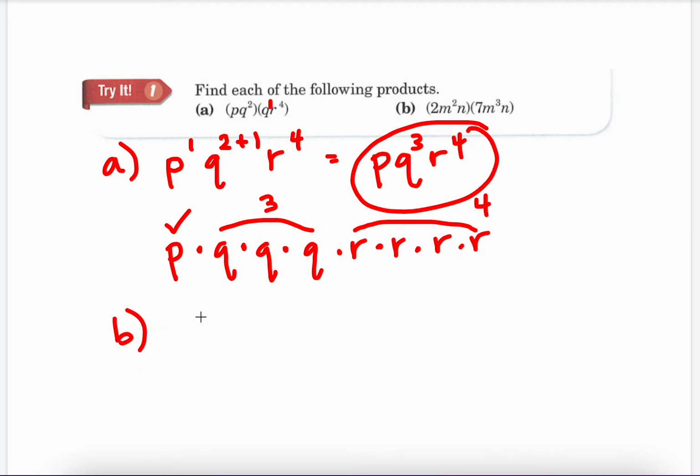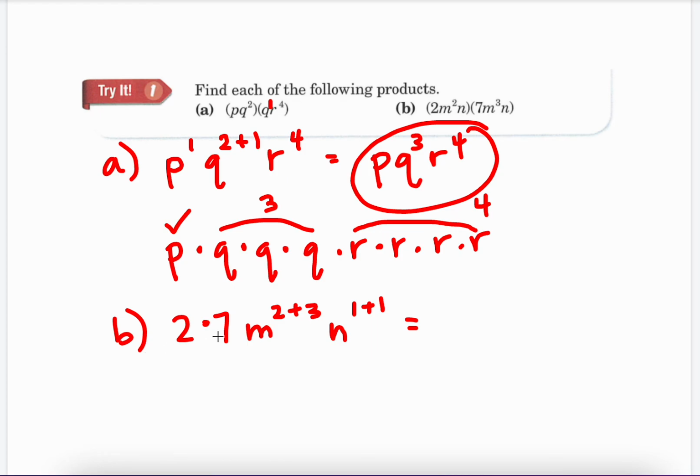Okay, let's look at B. Let's use our shortcut. So according to the shortcut, let's go ahead and put our coefficients together. 2 times 7. And then we have m, because we're going in alphabetical order, to the 2nd power plus the 3rd power, because our shortcut is to add, times n. This doesn't have a power, so it's really a 1, plus another 1. Okay, so be careful there. If there's no power, the power is 1, not 0.